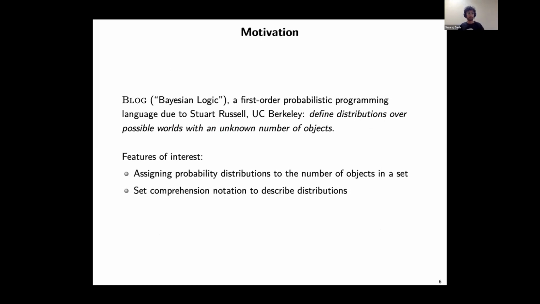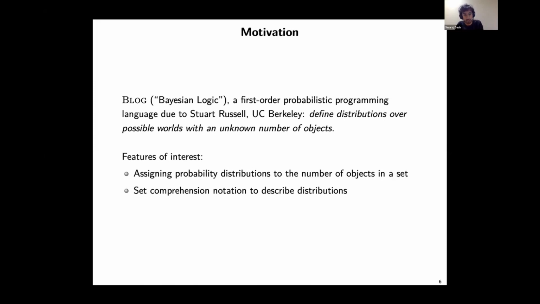So the motivation for this work comes from wanting to study a language called BLOG, which is short for Bayesian logic. This is a probabilistic programming language from UC Berkeley, where although they haven't described it like this, you can define probability distributions on bags of points, just like how point processes are defined. More specifically, they define distributions over possible worlds with an unknown number of objects.